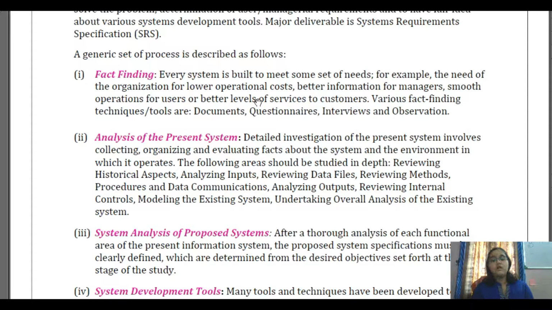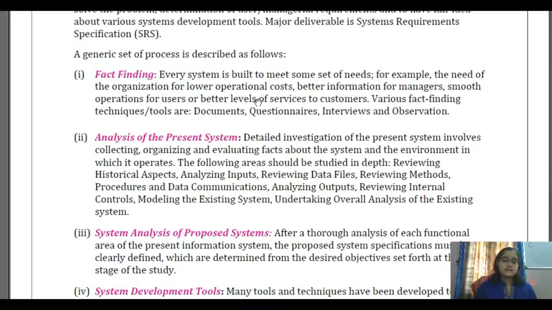Then analyzing the output. Once the system processes the transaction and gets the output, it must be carefully analyzed to know who needs that output, for whom it has been generated, and why that output has come. This analysis will help him understand what kind of output is required from the system. And then review of internal controls. Without a specific understanding of the internal controls, it will be difficult for the analyst to design the system, because he needs to incorporate the control aspect in the new system, right?